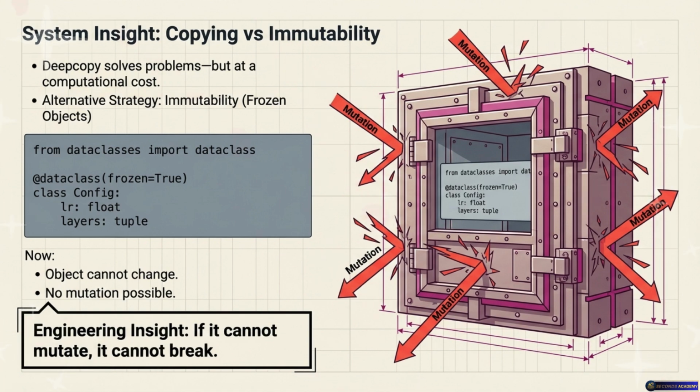Well, let's look at what happens if they try to write on the laminated paper. If a downstream function attempts to alter a frozen data class, Python throws a loud FrozenInstanceError. So the pipeline just halts. It halts immediately. And in system engineering, an explicit loud crash is infinitely preferable to a silent mutation that corrupts your data over hours of training. That makes total sense. You want it to fail fast. Yes. The foundational engineering insight here is: if it cannot mutate, it cannot break.